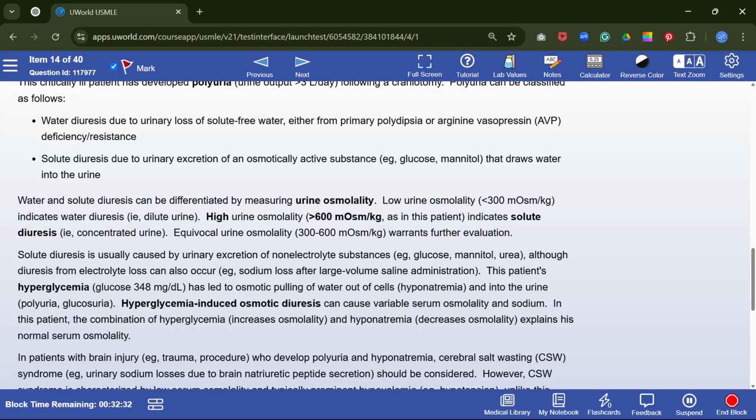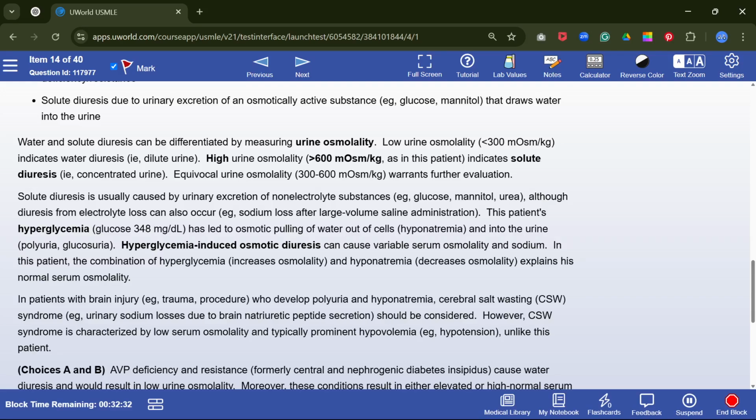These patients' hyperglycemia, glucose more than 348, has led to osmotic pulling of water out of the cell, hyponatremia, and into the urine, polyuria and glycosuria. Hyperglycemia induced osmotic diuresis can cause variable serum osmolarity and sodium. In this patient, the combination of hyperglycemia increasing osmolarity and hyponatremia decreasing osmolarity explains his normal serum osmolarity.